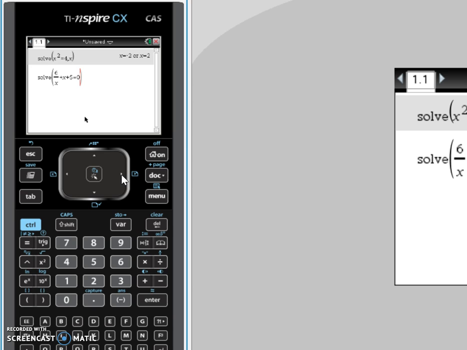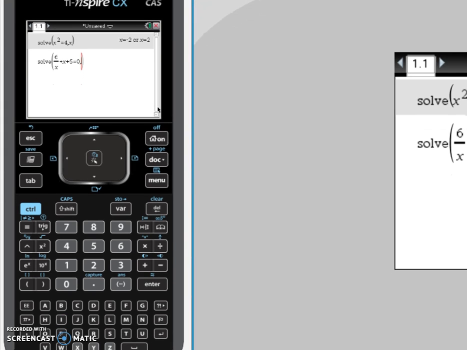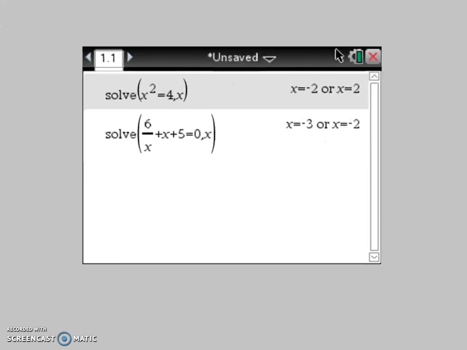And what am I solving for? I need the comma again to show what I'm solving for. X, and then close brackets. Okay, and then this answer pops out here. X is negative 3, or x is negative 2. Okay, so a bad choice of numbers in that instance.